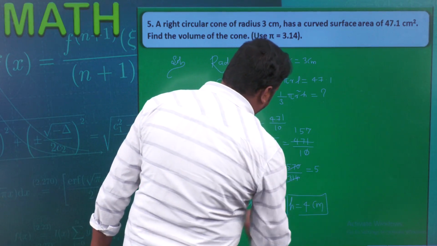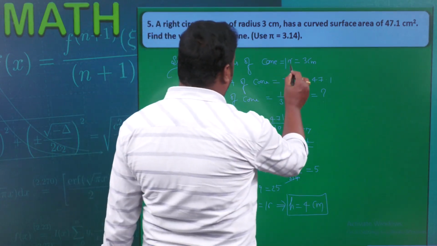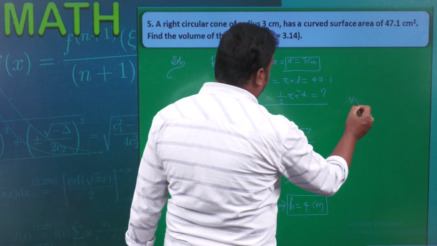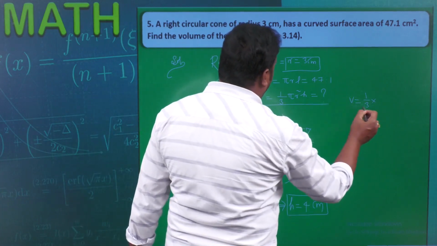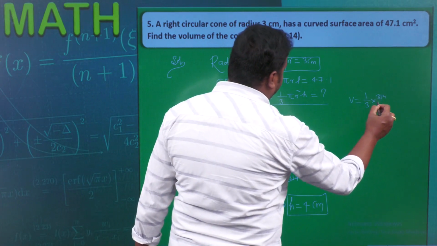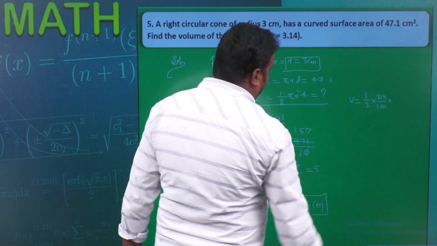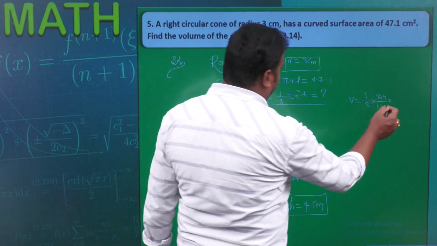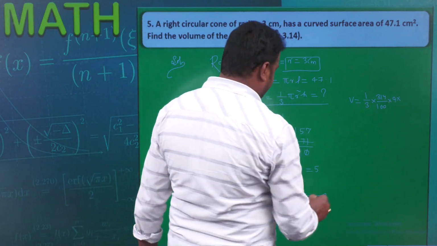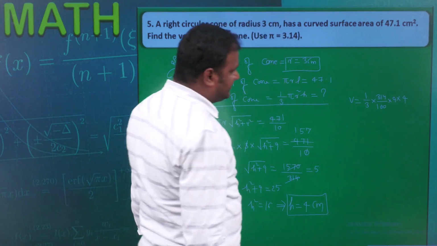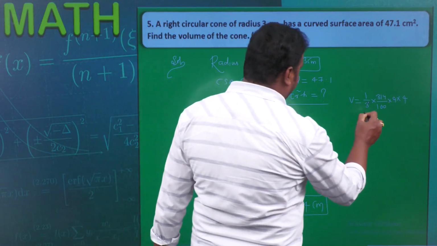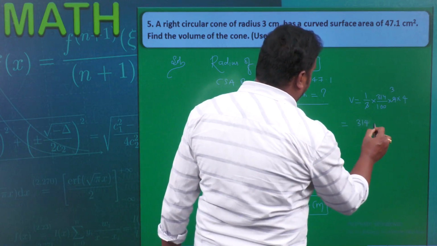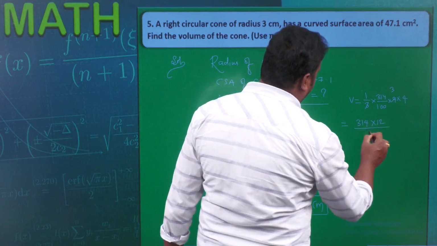After getting the value of H, we already have the value of R. We need to find the volume of the cone. Therefore, volume is equal to 1 by 3, π is 314 by 100, so 1/3 πR²H. R² is 3 threes are 9, and times H is equal to 4. Got it? Now you can cancel these 3 ones, 3 threes are 9. Finally it is 314 multiplied by 4 threes are 12 divided by 100.